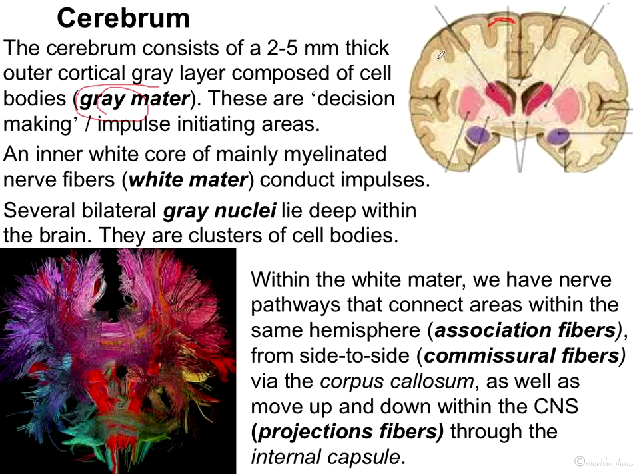And it's gray because it looks a little bit darker or browner than the tissue on the inside. And the inside is interesting. We have this inner white core of mainly myelinated nerve fibers. That's an area where we conduct impulses. So the sensations are made up on top here, and then the nerves go inward, and those are the nerve fibers that we can see.